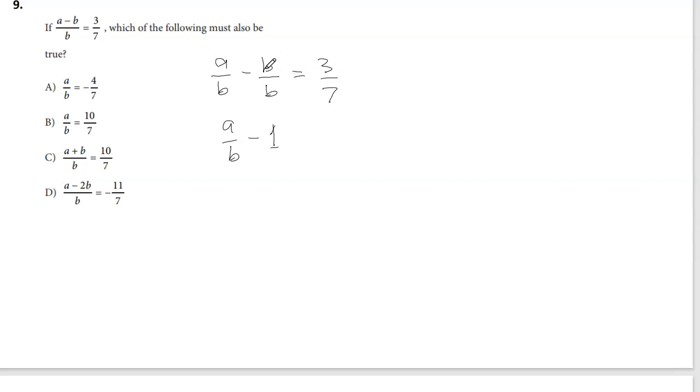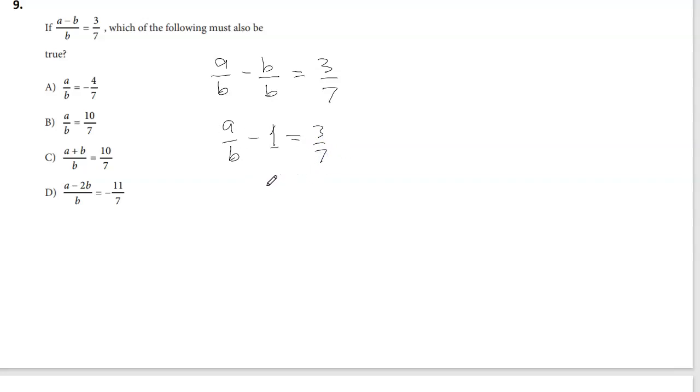You may use the term cross out, but the reason I'm emphasizing this is I've seen students, when they see this, they say, oh, this vanishes or it becomes 0. No, right? This is 1. And this is equal to 3 over 7.